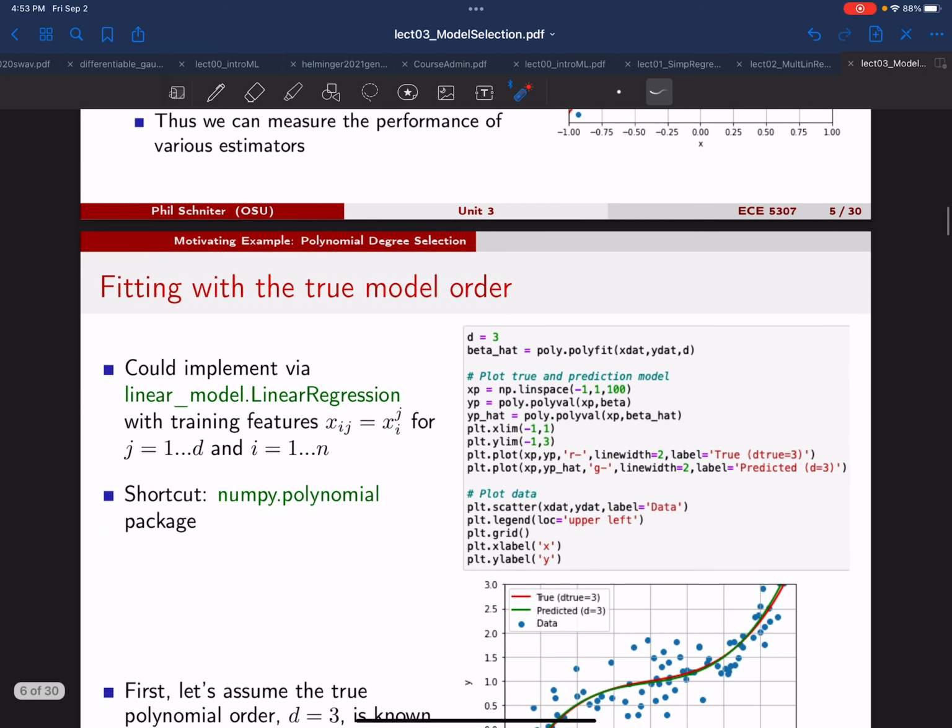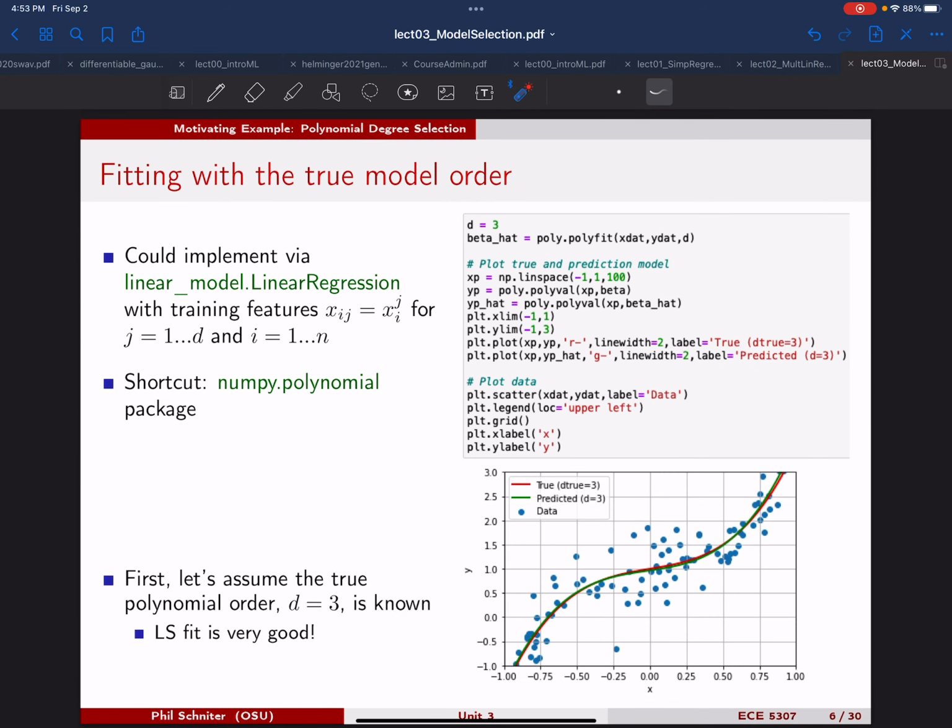Okay, so let's see what happens first if maybe we guess, or maybe someone tells us that the model order is 3, the true model order. As we learned earlier today, we could use the sklearn linear regression package to do our linear model fit. That's fine. But just because we're working with this polynomial package, it turns out that it also has a least squares polynomial fitting function that will give the exact same answer, and it's called polyfit, and we're just going to use that. You give it your x data, your y data, and the polynomial order, and it will fit an order 3 polynomial. And here it returns the coefficients directly. So that's what we're going to do.